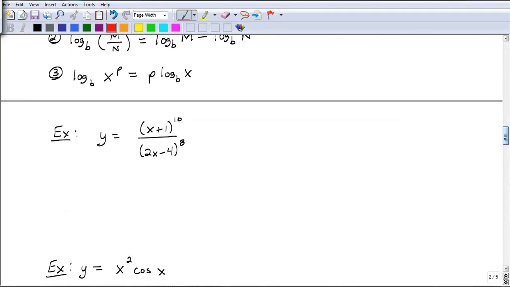So I'd like to take the derivative of this using natural logs. You don't have to. You could have taken this derivative using the quotient rule or the product rule. But I can rewrite this using natural logs. Well, if I want to use the log properties, I have to put logs on both sides. So I have the natural log of y equals the natural log of x plus 1 to the 10th over 2x minus 4 to the 8th. I just took the natural log of both sides.